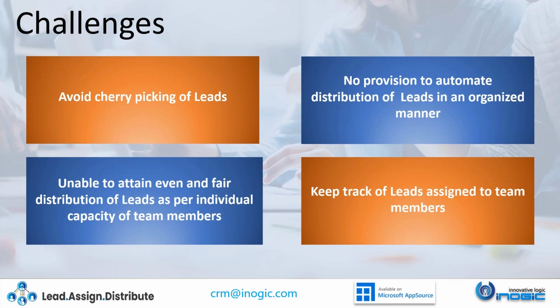The sales representative or the service representative or any CRM user can cherry pick the records based on their convenience. Further, in native CRM, there is no provision to distribute the leads in an organized manner. Even the distribution of the leads cannot take place fairly, which means the record cannot be assigned to the team members based on their available capacity. We also don't have any provision to keep track of the leads which are assigned to the team members. Now let's see how lead assignment and distribution automation can overcome these challenges.